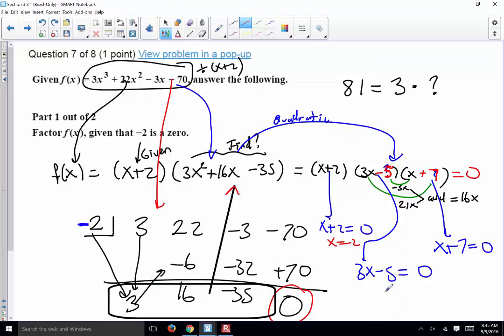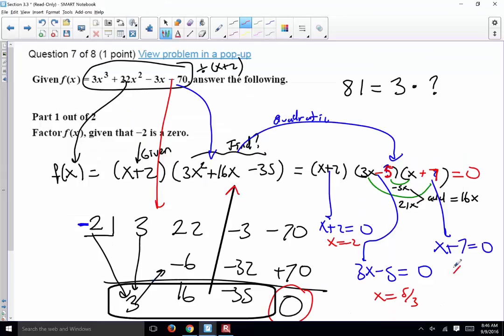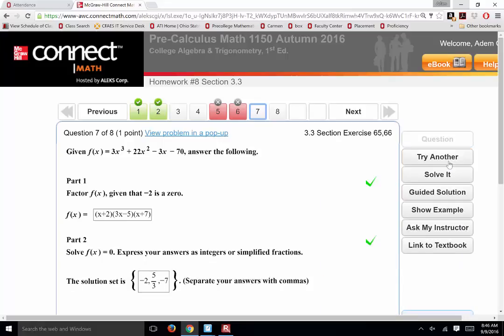The second one is when you add 5 and divide by 3, 5/3, right? 5/3. And the last one is 7. Correct? No, -7. It's always the opposite of it. Take the opposite of this thing. It's -7. Now we're good. Okay.